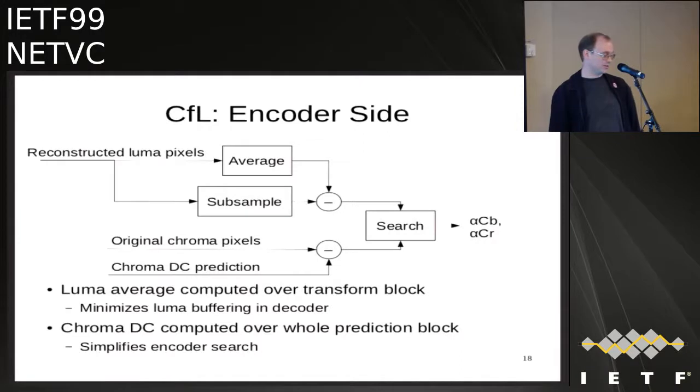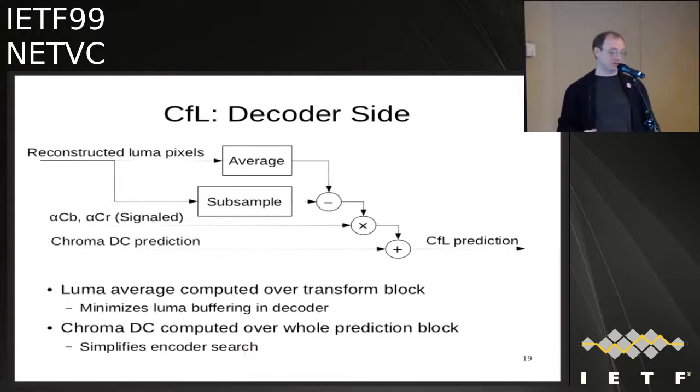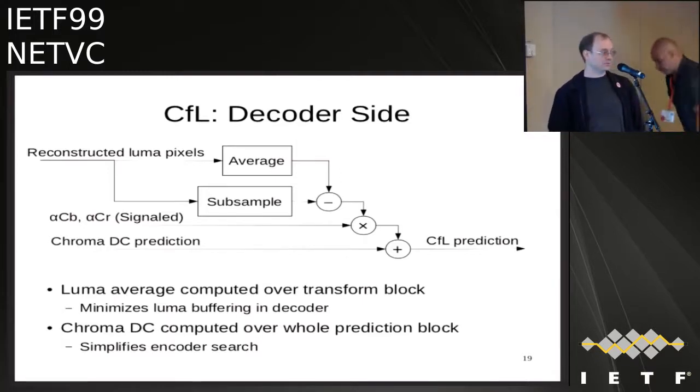All right, next slide. Then the decoder side is again pretty simple. We do the same averaging and subsampling of the luma pixels, and then we scale them by the signaled alpha values and add that to our chroma DC prediction, and that gives you a CfL prediction that we then use for the chroma planes.